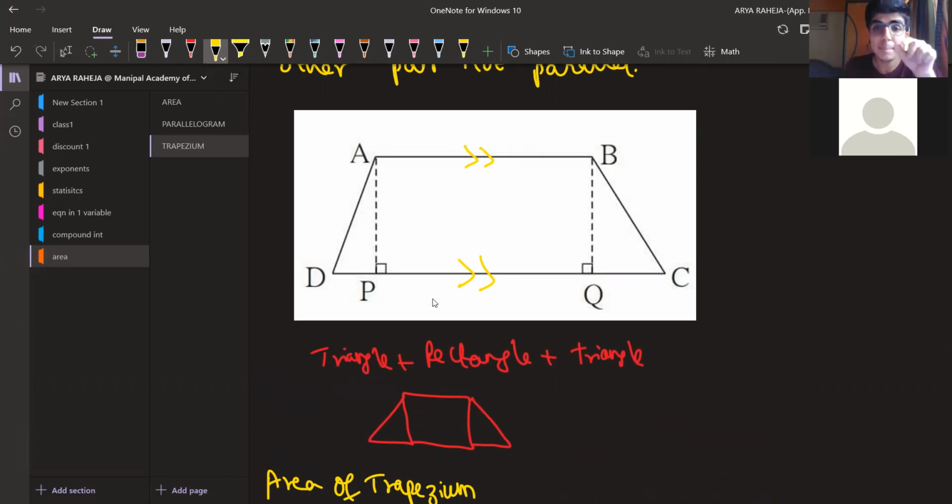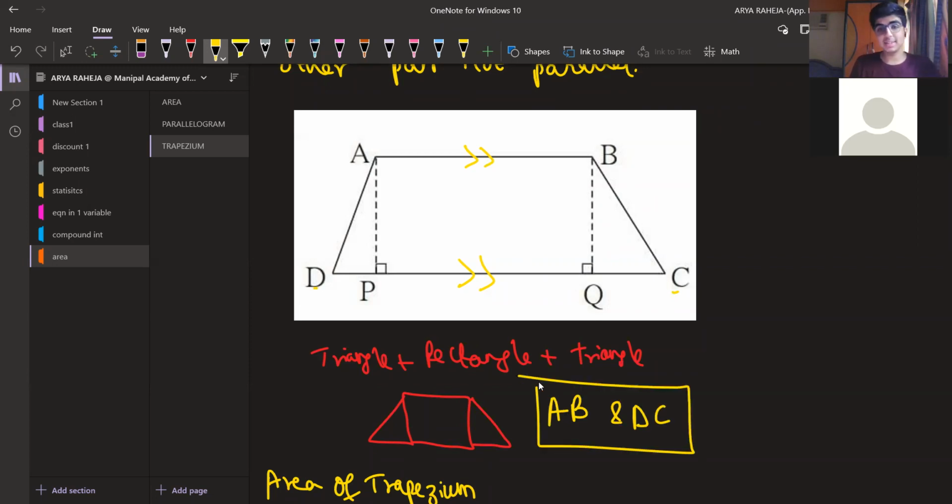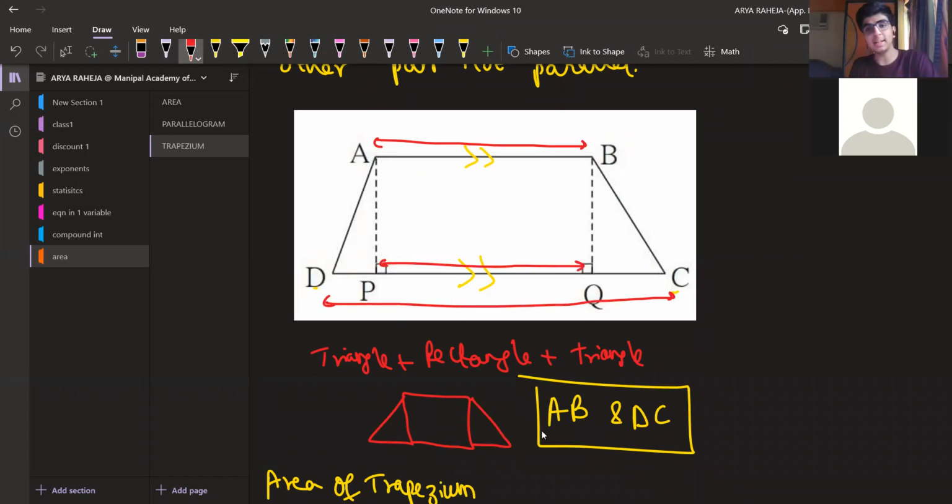AB and PQ, A B and D C, right? AB and DC, look at the whole side, D and C, so PQ is also correct technically, but we'll say that AB and DC, this is the whole version. AB and DC are the parallel sides. You have to consider the whole length, that's why this starts from here and ends till here, and this starts from here and ends till here. If we say PQ, then the length of PQ will only come from here to here, so it won't cover the entire length. That's why AB and DC.